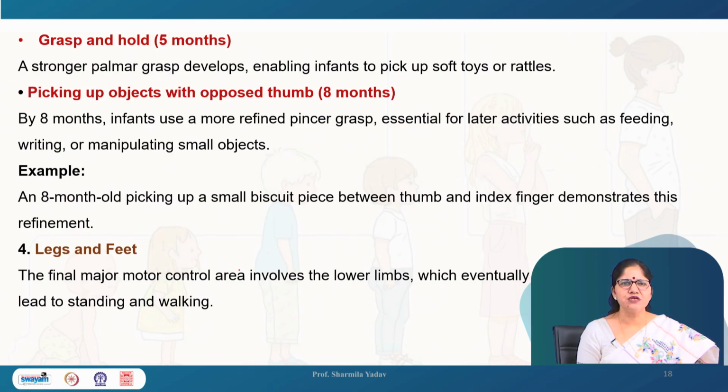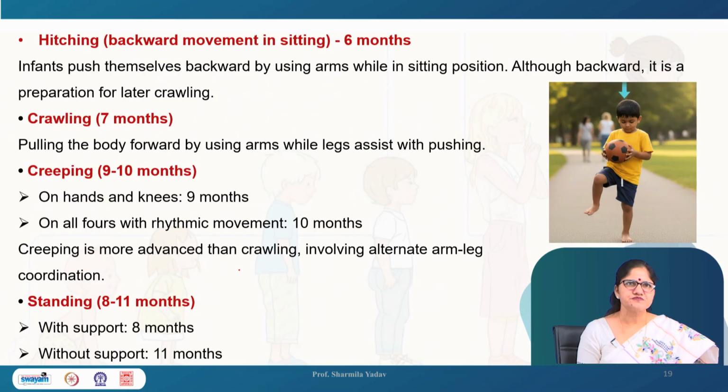Legs and feet. The final major motor control area involves the lower limbs, which eventually leads to standing and then walking. Hitching. Backward movement in sitting. 6 months. Infants push themselves backward by using arms while in sitting position. Although backward, it is a preparation for later crawling. Crawling. 7 months. Pulling the body forward by using arms, with legs assisting with pushing.